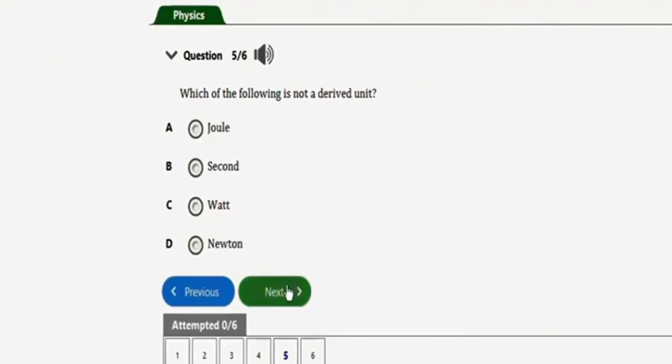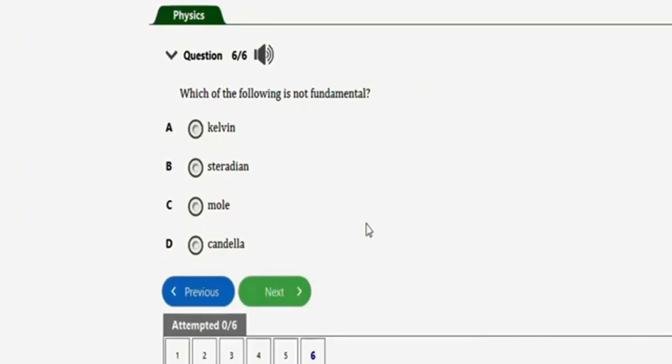The last question is this. It says, which of the following is not fundamental? So we have Kelvin, we have steradian, we have mole, we have candela. So the correct option is B. I think we have answered this question before. The correct option is what? B. Steradian is not a fundamental unit.